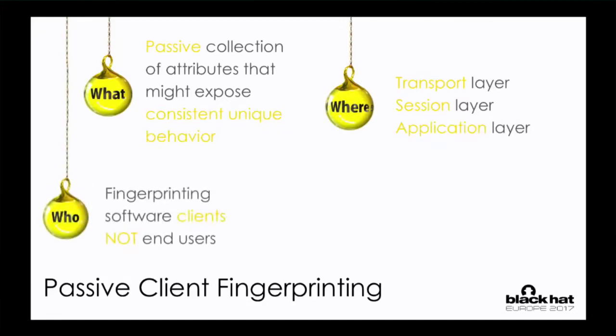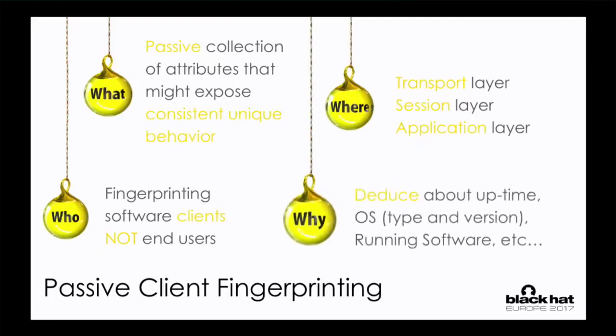Who are we trying to fingerprint? I just want to make sure we are not trying to fingerprint end users. And even if we were trying to fingerprint end users, we cannot do that using passive client fingerprinting. All we do is look at the software, at the way a certain client is implementing a certain protocol, and by that we can infer something about that client. Why do we do that? Well, we want to deduce something, maybe about the uptime of the client, the running OS, maybe about the running version of this particular client. And all of this information would allow us to differentiate this client from other clients.